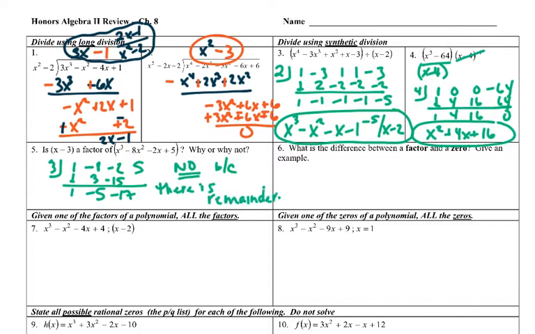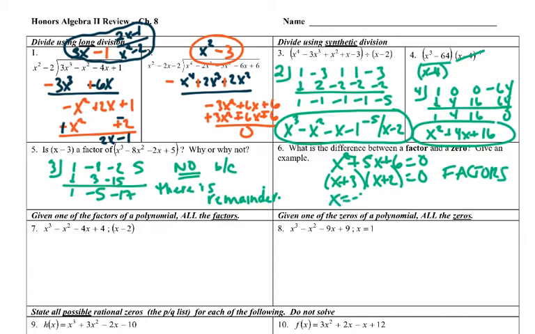Difference between a factor and a 0, I always like to use like x squared plus 5x plus 6, let's say. When I factor that, these are the factors, right? These are the factors. When I actually solve it and get negative 3 and negative 2, these are the zeros, or the x-intercepts, or where the graph crosses the x-axis.